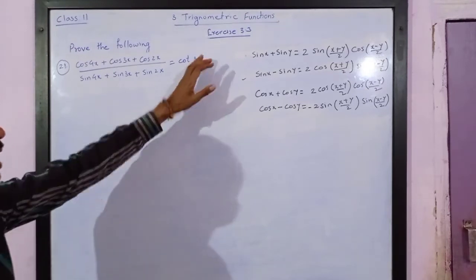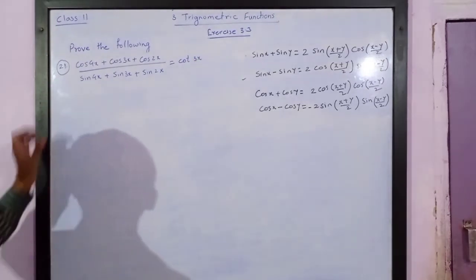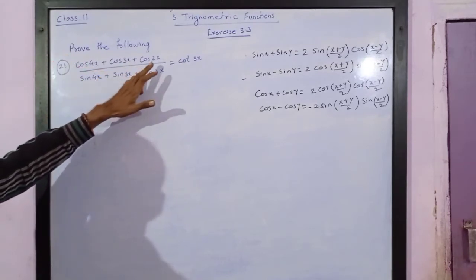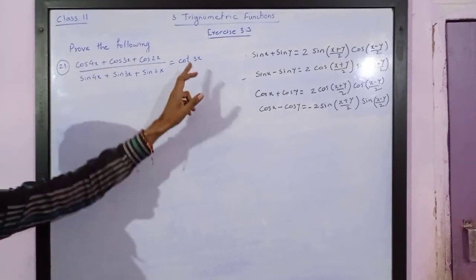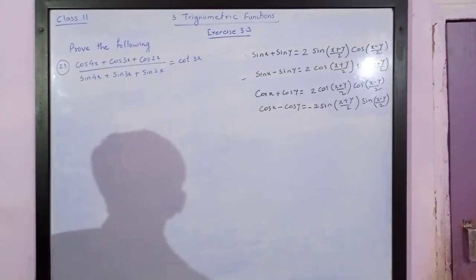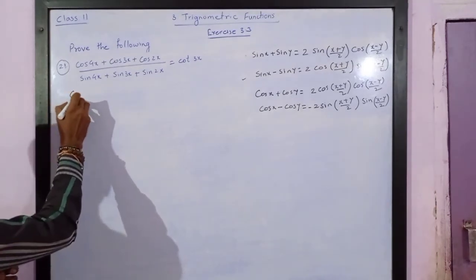Dear friends, in exercise 3.3 we have the 21st question. We have to prove cos 4x plus cos 3x plus cos 2x upon sin 4x plus sin 3x plus sin 2x is equal to cot of 3x. So as usual we will consider LHS first. So consider LHS.